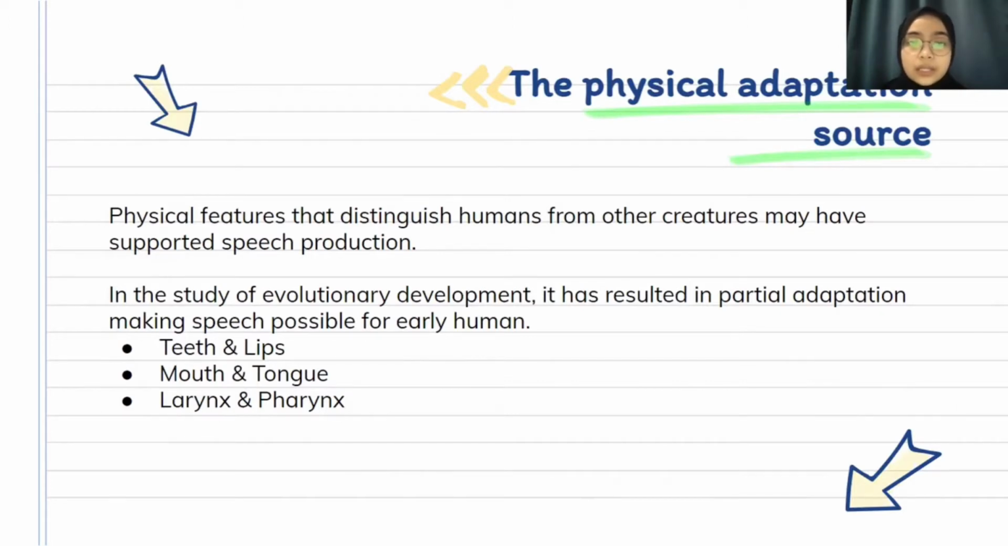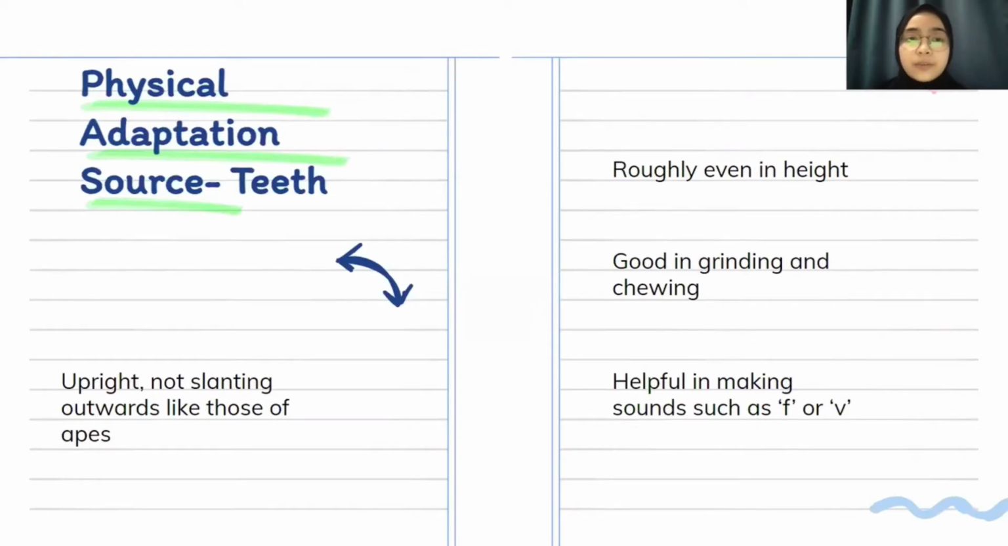So this is including teeth and lips, mouth and tongue, larynx and pharynx. Okay, so first we will be talking about teeth. So teeth are upright, not slanting upwards like those of apes. It is roughly even in height. It is good in grinding and chewing, and teeth are helpful in making sounds such as f and v.